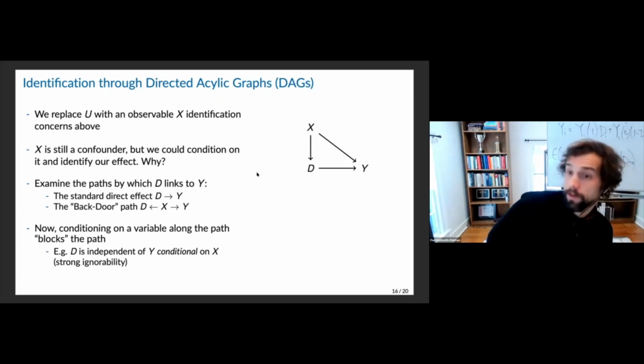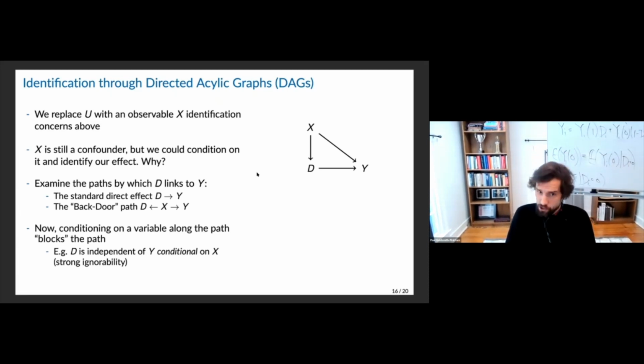What you can do when something is observable is condition on the variable to block it. So the basic notational thing to understand is that if you condition on X, a confounder path is blocked. You basically take any path, you condition on one intermediate variable in the middle, and that blocks the path. And now there's only one path that we're interested in, which is the direct effect of D on Y.